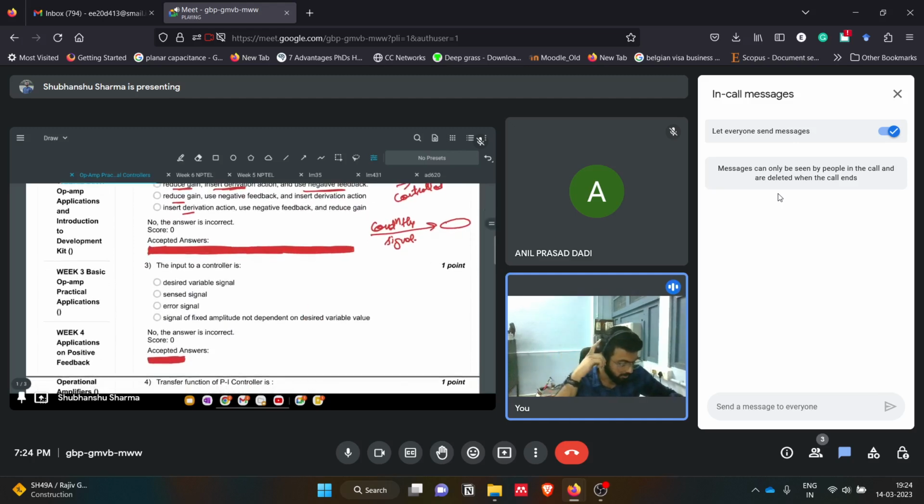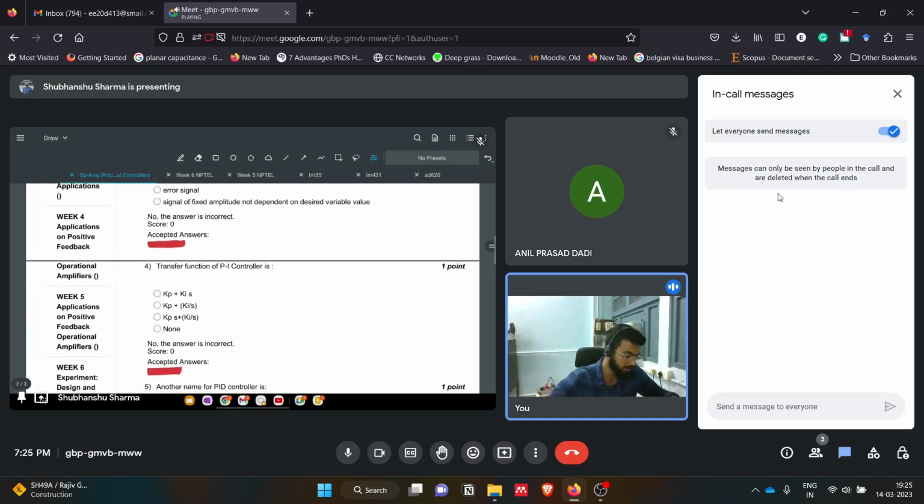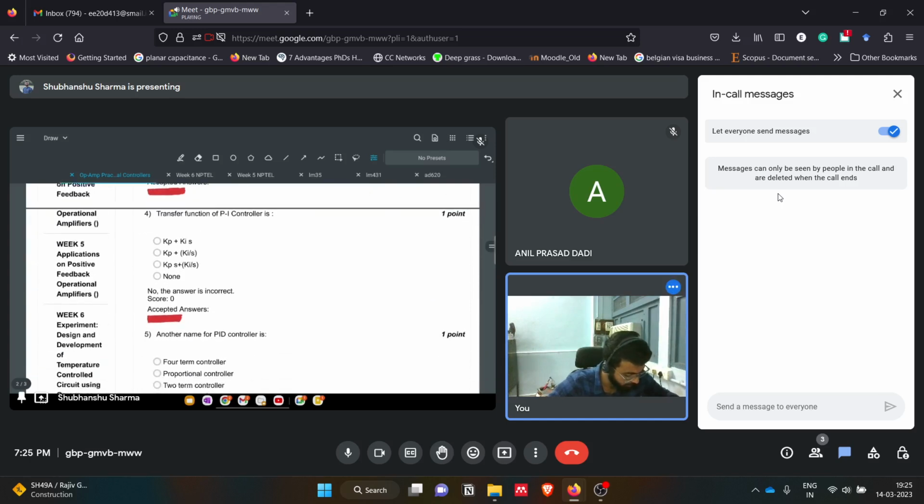Now the third question: the input to a controller is the desired variable signal, send signal, or error signal. This is also very simple, a signal whose amplitude doesn't matter. So you should think about what the controller's job is, and based on that you can answer this question. Then the transfer function of a PI controller is also a very simple, straightforward question.